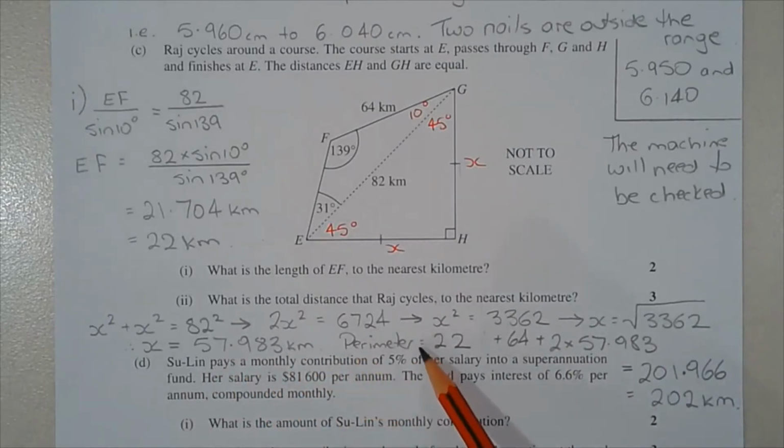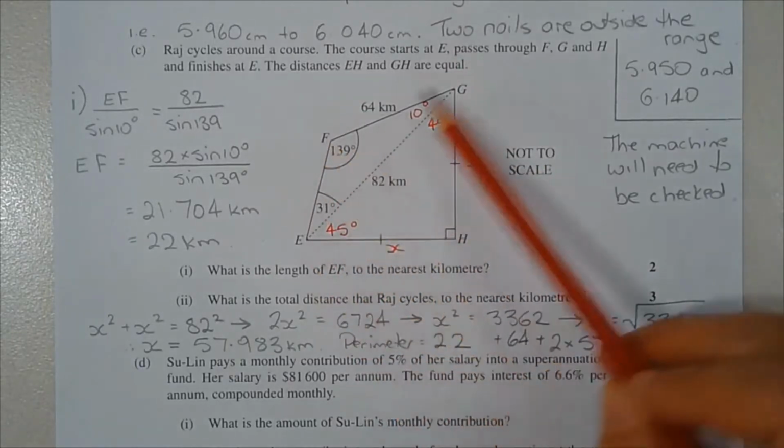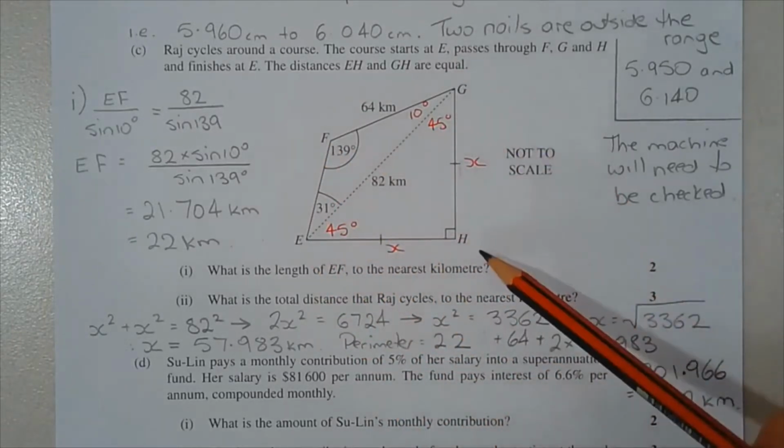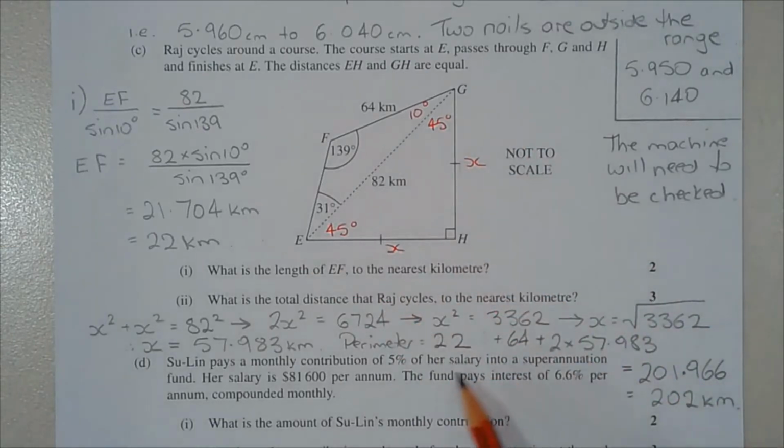So the perimeter, or the distance around this track, is 22 plus 64 plus 2 lots of 57.983. So 22 plus 64 plus 2 times 57.983, and that equals 201.966 kilometres. Rounded to the nearest kilometre, that's 202 kilometres.